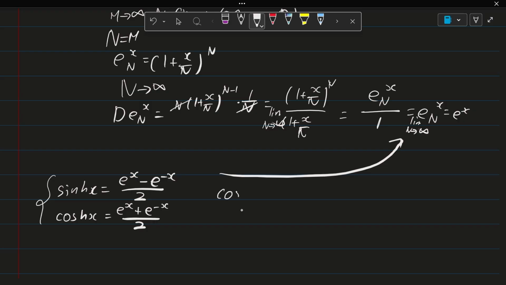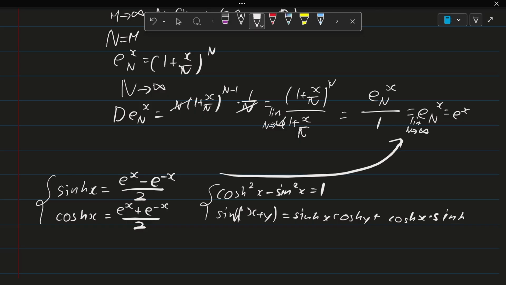One of them is cosh squared of x minus sinh squared of x is 1, while the other is sinh of x plus y. The sinh of x plus y is sinh of x cosh of y plus cosh of x times sinh of y. So it's like the property of a sine, and you could prove this by only taking the definition of e to the power of x minus e to the power of negative x, and so on. Also take note that cosh is an even function, while sinh is an odd function.